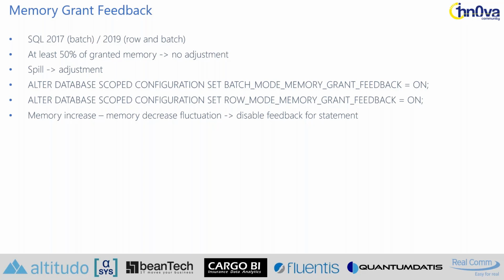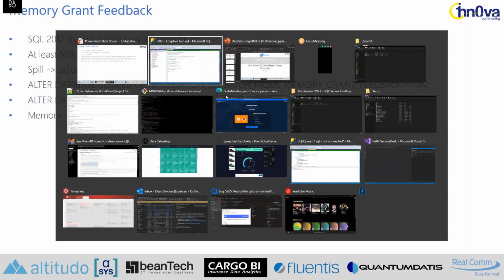You can imagine that with this memory increase and decrease, you can go into a fluctuation and into a loop with increase and decrease following each other. But this will be disabled after some number of increase and decrease fluctuations have happened. Let's see this in action.